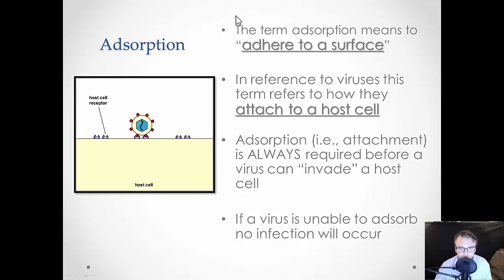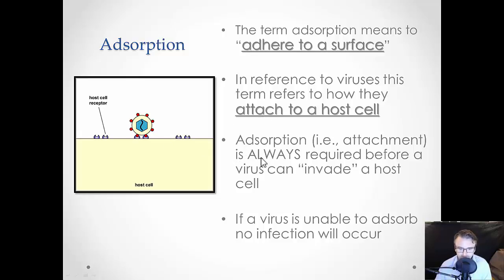So the first step, adsorption, means to adhere to a surface. This term could be used in other contexts. Many different molecules adsorb to the cell membrane, for example. But in this case, we're using it to describe how a virus, shown here, adsorbs to the host cell membrane, where it's going to start the infection. Okay?